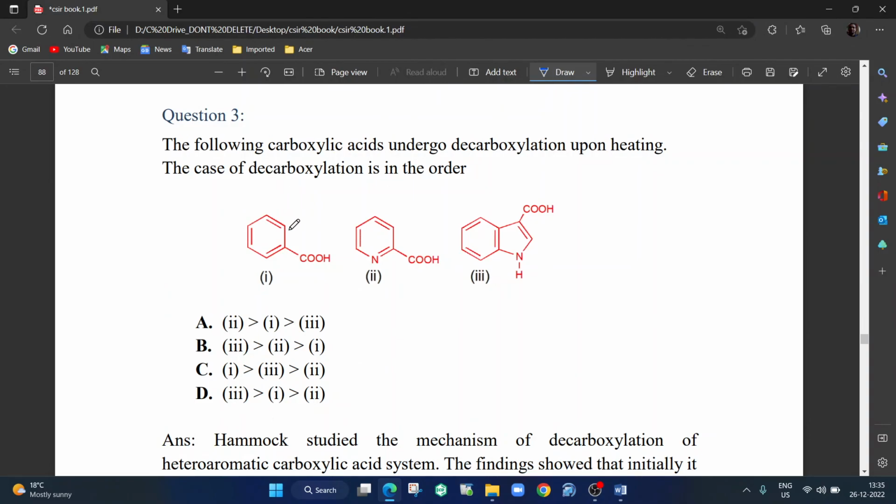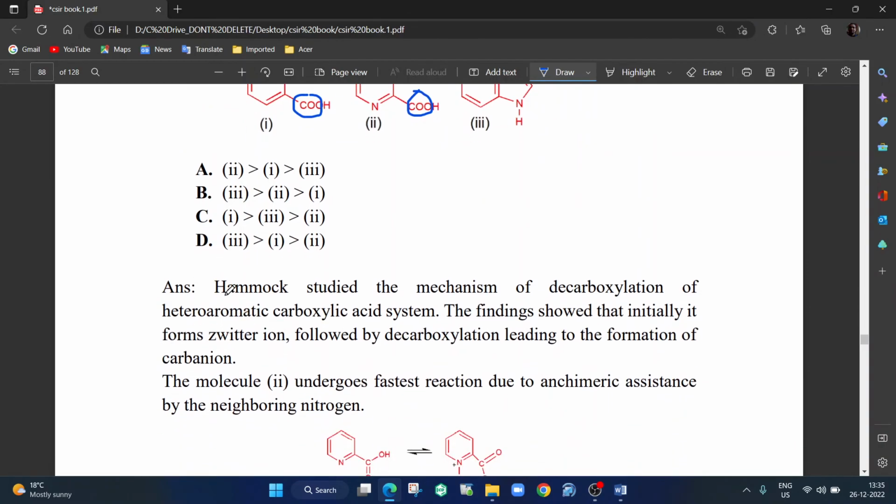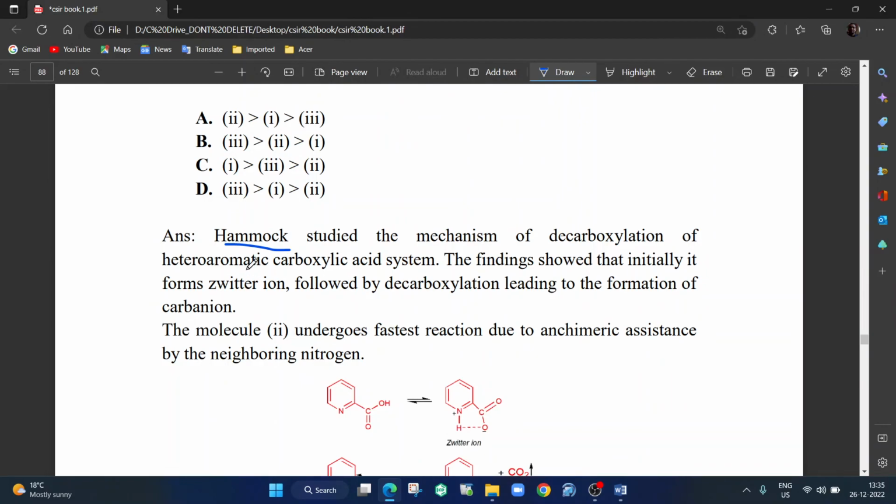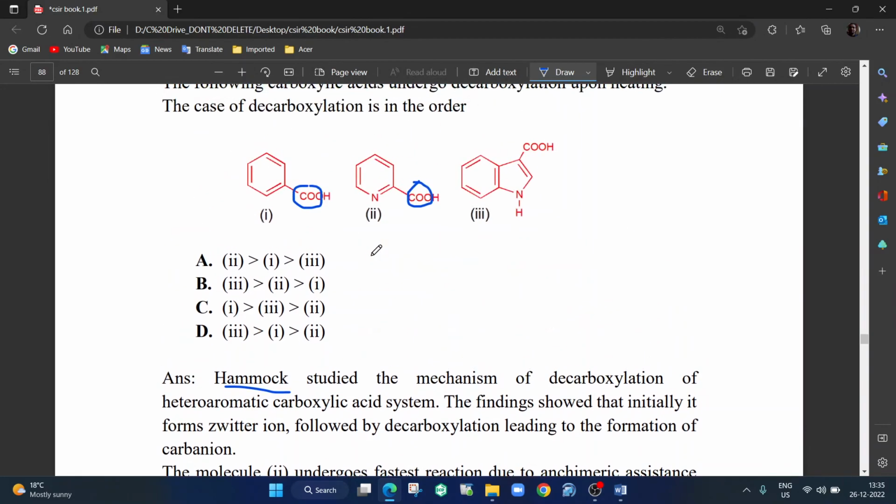So, decarboxylating is basically removing COOEt, and hydrogen will go and attach itself. The question is asking which will undergo fastest, which will go slowest and which will be intermediate, right. Hammick did an extensive study about decarboxylation on the heteroaromatic carboxylic acid system. So, let us look at molecule 1, which he actually studied.